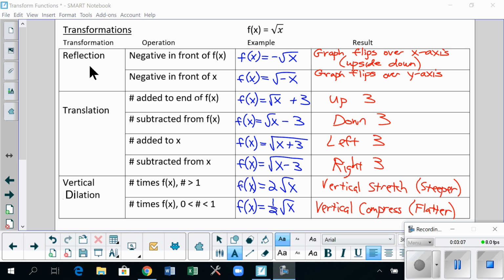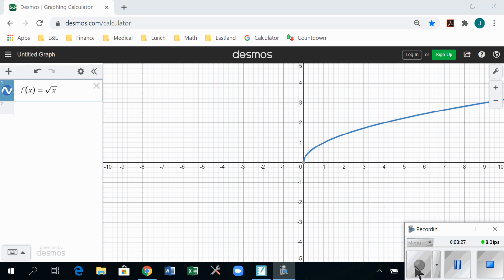So a reflection is when you take a graph and make it flip upside down. We're going to use, as our example, the parent square root function, the square root of x. Negative signs is how you can reflect any function. So here I have my parent square root function. You remember what that looks like.